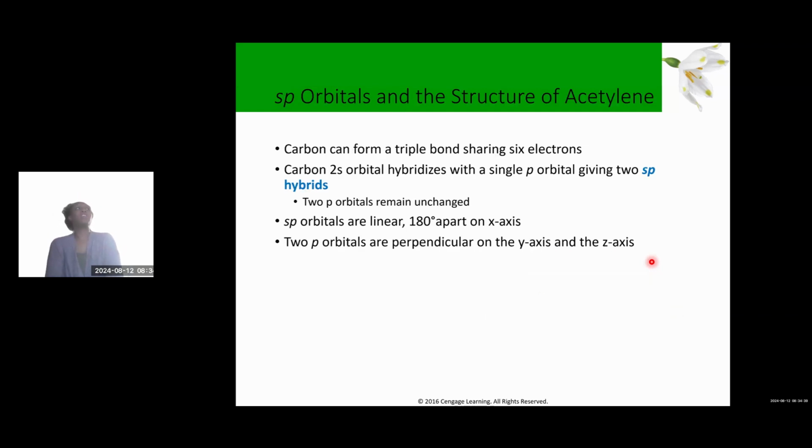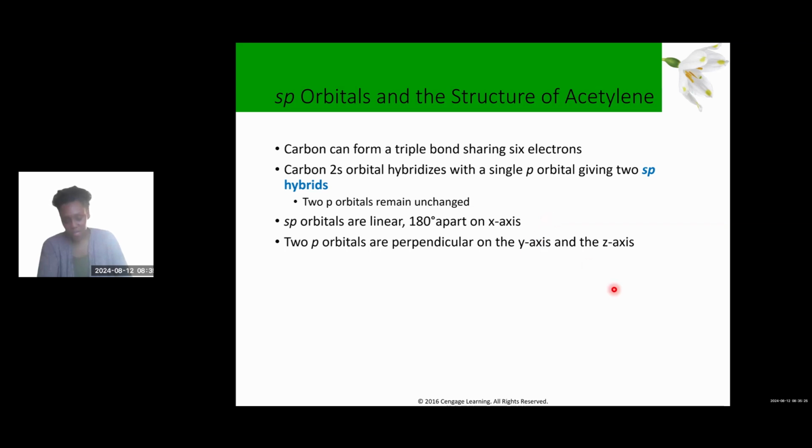All right, so now we're moving to sp. Carbons can also form triple bonds, all right? And so with triple bonds, you're connected to 2 domains, and so you have an sp hybridized orbital, okay? And so the carbons, when you have a triple bond, that's a total of 6 electrons that are being shared between 2 atoms, okay? Now, with carbon, the 2s orbital hybridizes with a single p orbital giving 2 sp hybrid orbitals. So 2 p orbitals remain unchanged.